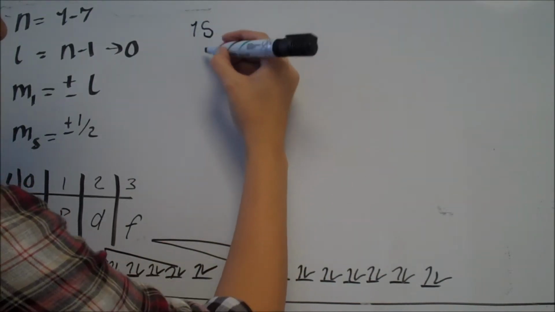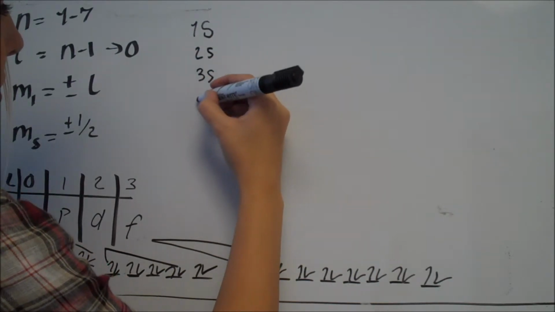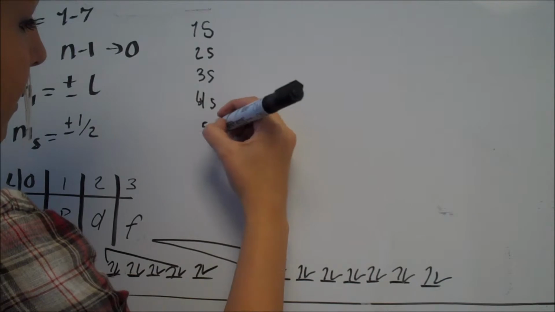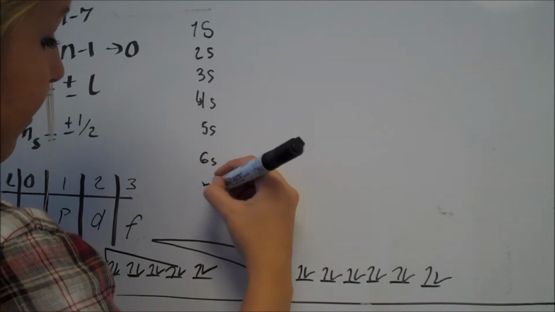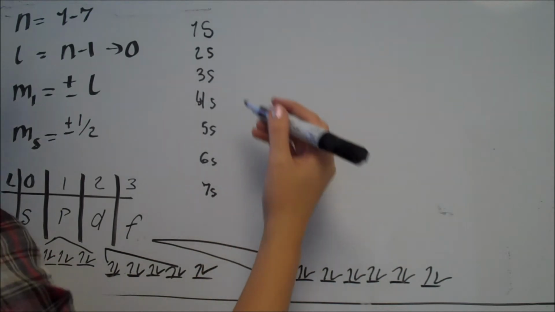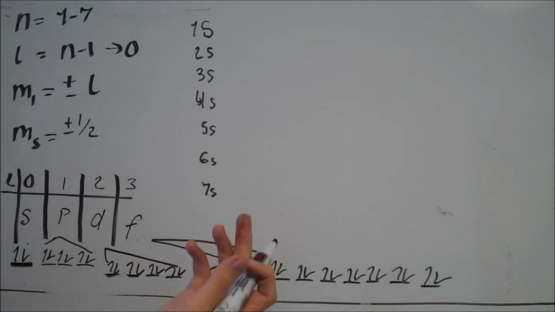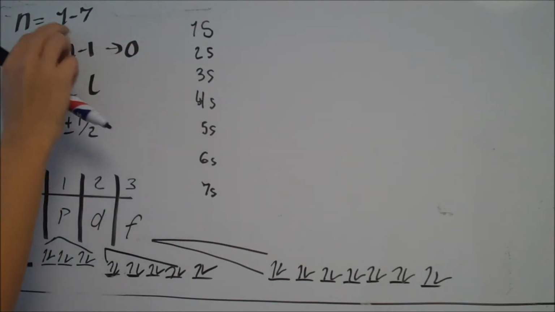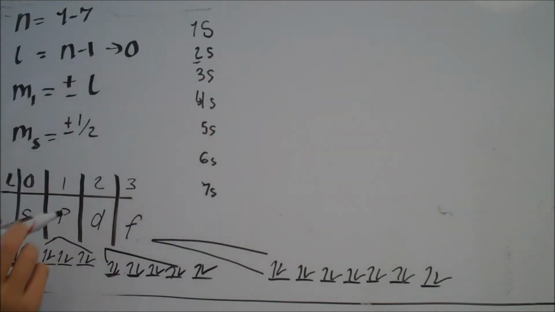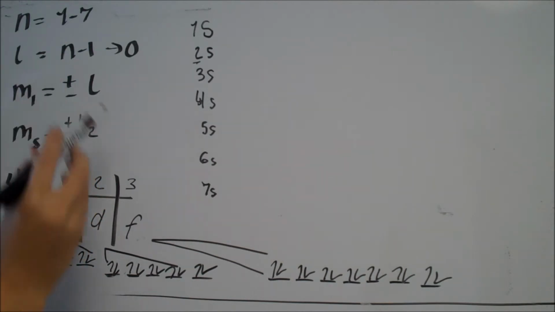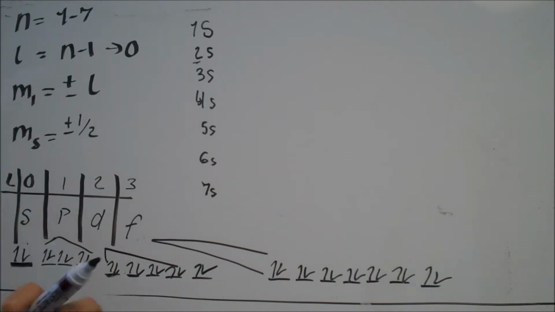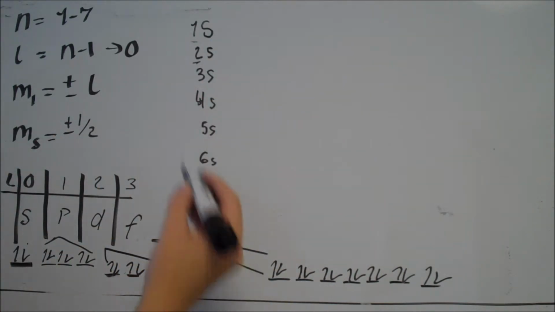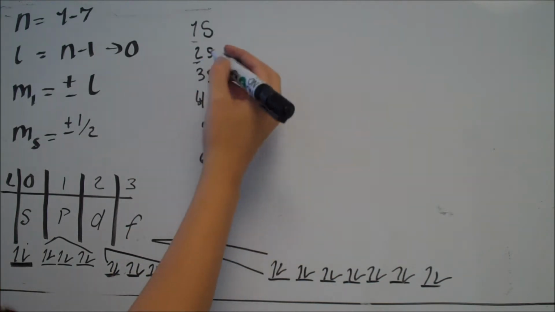We'll start with 1s, 2s, 3s, 4s, 5s, 6s, and 7s. And go back up. We don't have a 1p orbital because, as we reviewed before, if n is equal to 1, then L can only be 0. So the only orbital in n equals 1 is s.